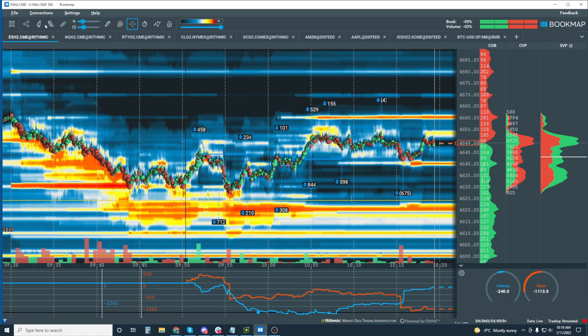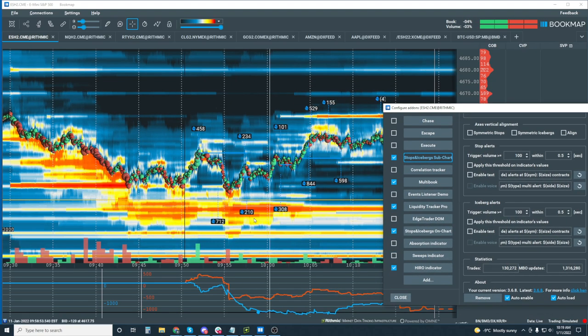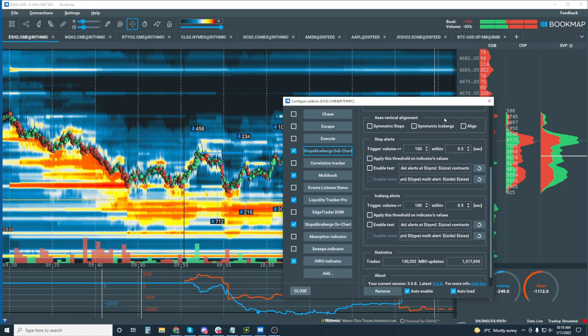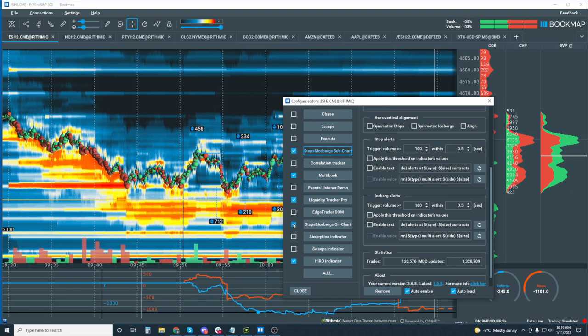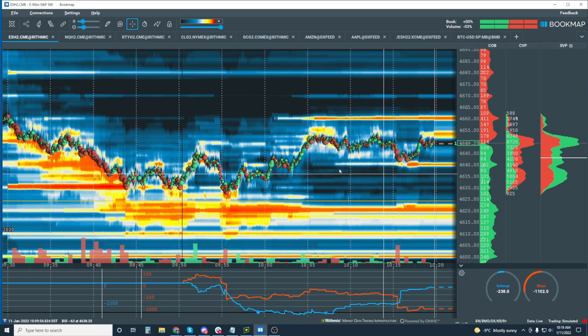In fact, let me turn off the on-chart icebergs so we don't get distracted by that. I really like the on-chart icebergs. We've been using that on the higher time frame as well, to start to identify the purchasing of these icebergs or the transactions. So let's deselect that. Then let's take a look here at the structure that we're talking about.